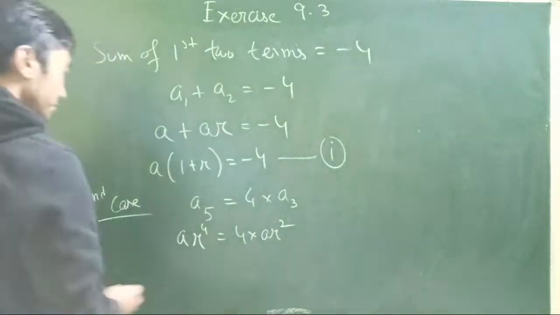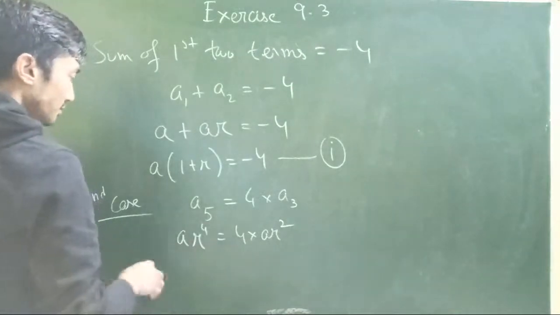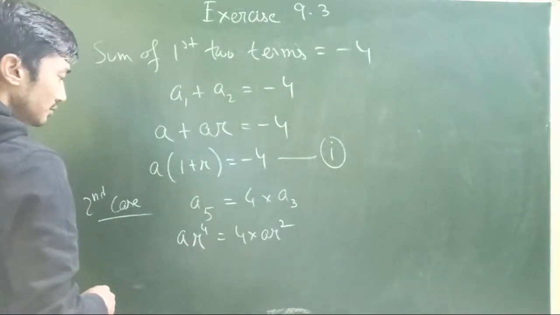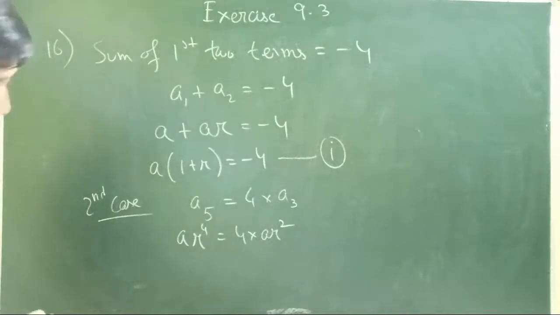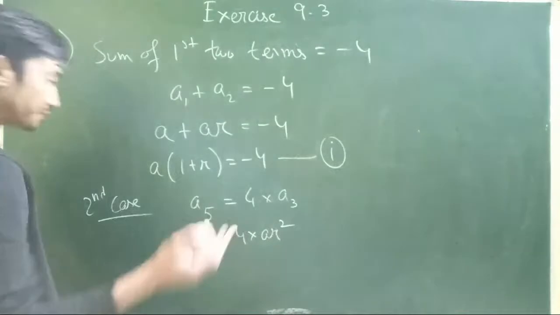Alright, let's continue. The fifth term is equal to 4 times the third term. So, find a GP for which the sum of the first two terms is minus 4 and the fifth term is 4 times the third term. Let's simplify. You can try.